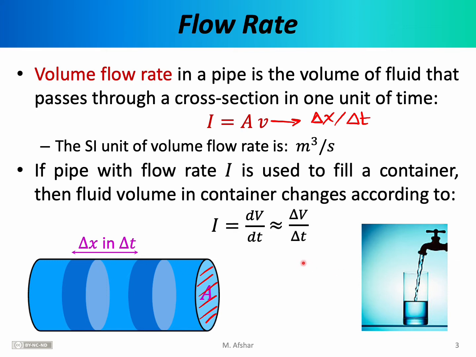If the flow rate is constant, then this equation can be approximated as delta V over delta T. This is a rather useful equation because it can then be rearranged to write delta V is equal to I delta T. Knowing the flow rate I inside a pipe, you can figure out how much water will be in the glass after any given time delta T.